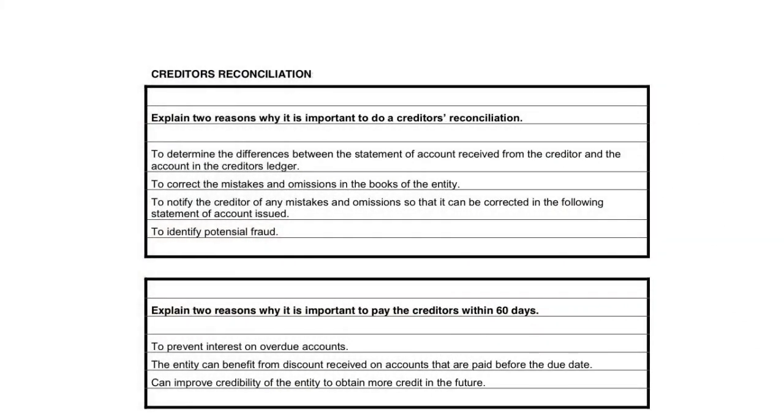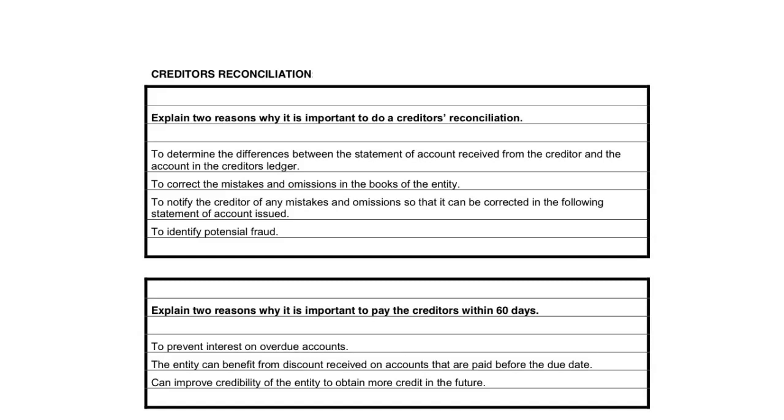Morning. We will do creditors reconciliation and look at the effects and the reasons why we do a creditors reconciliation. The first question is: explain 2 reasons why it is important to do the creditors reconciliation. So you record all the entries in your books when you buy goods from the creditors, when you return goods to them, when you make payments.